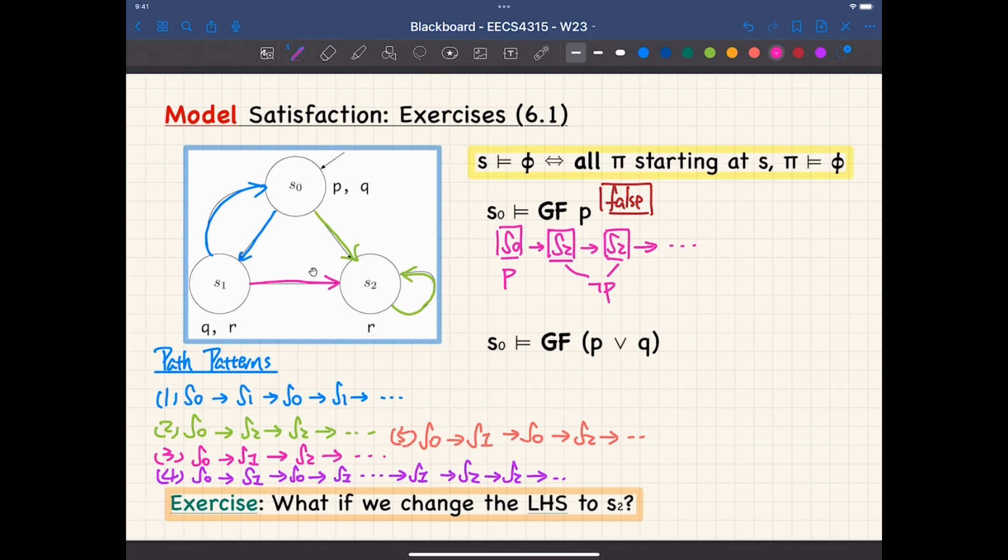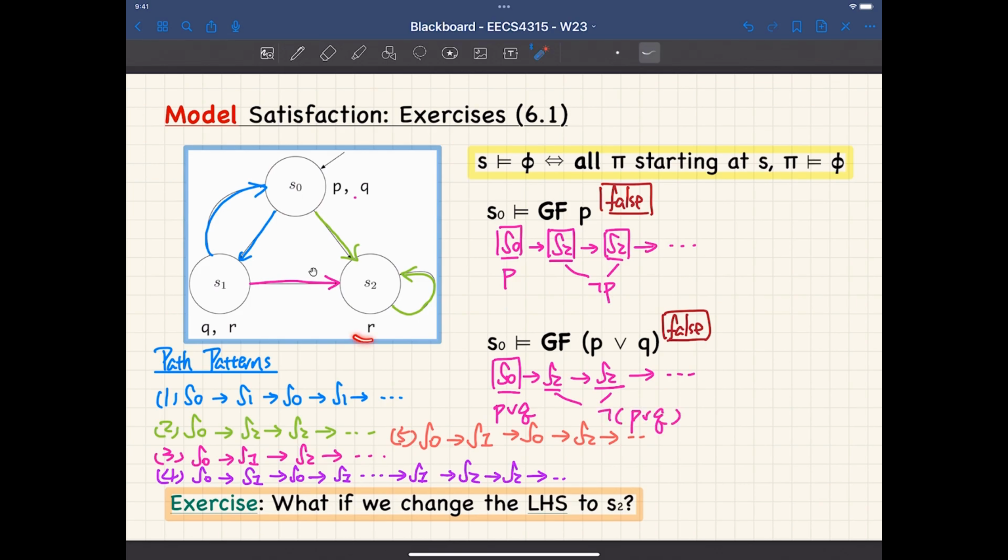So you can also try, so this one is also false. And then for this one here, we can also say S0, S2, S2. The same witness path, which is okay. You can see in the beginning states, it does satisfy P or Q because P is satisfied. On the other hand, for all the future states, it is not the case, P or Q, because it only satisfies R. All right?